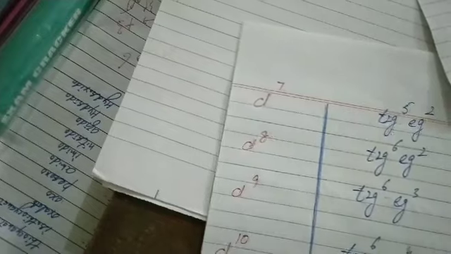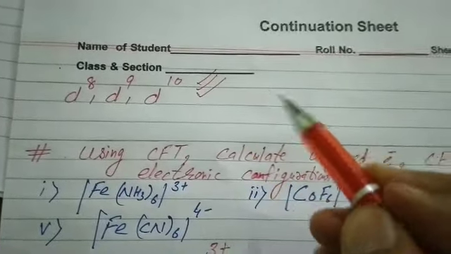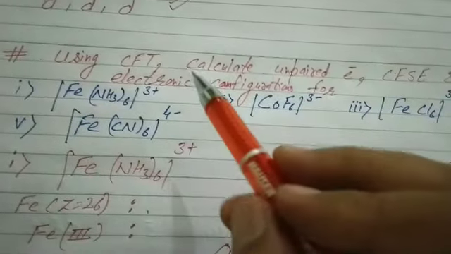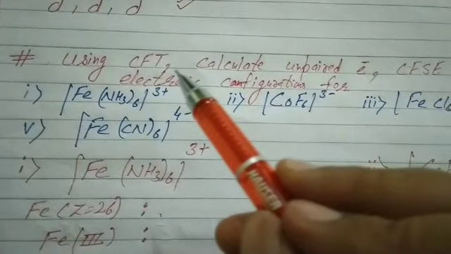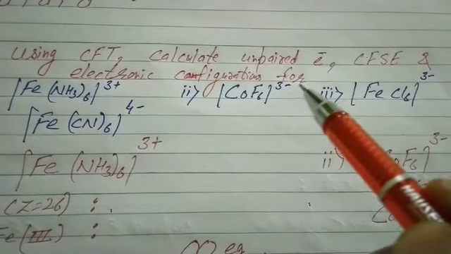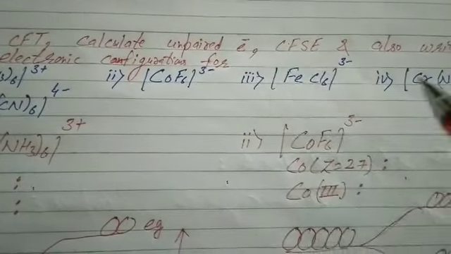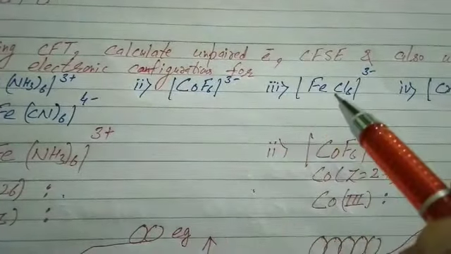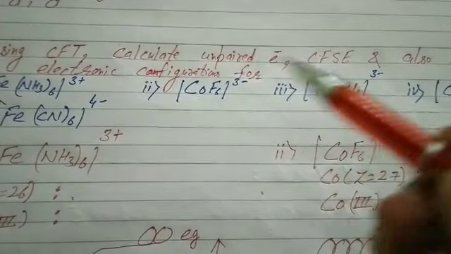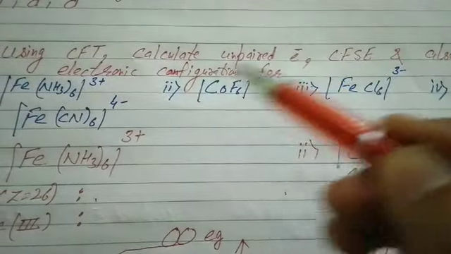Students, in the same way, please determine the crystal field splitting energy for d7, d8, d9, d10 configurations for strong field ligands. After this, that's the part of the question to test your knowledge. Using CFT, calculate unpaired electrons, crystal field splitting energy and electronic configurations for these complexes, students. In the HP board, the question will be to use CFT to find unpaired electrons. But when you sit in competitive exams, the question may be related to CFSE or configuration. So we take all of these.